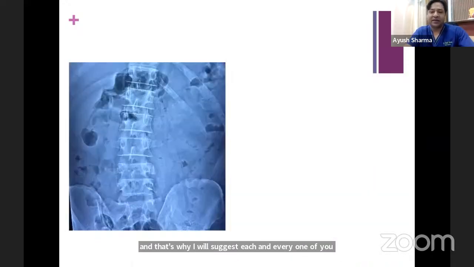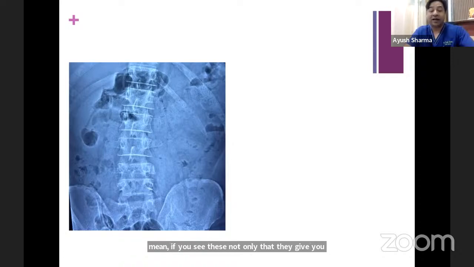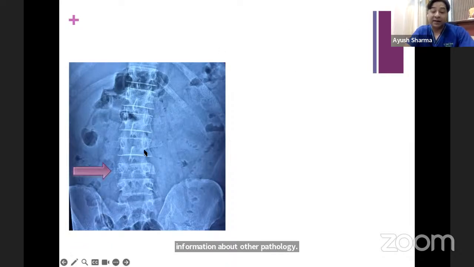Again, these are other things which you can see here. If you look at an X-ray carefully, not only does it give you information about alignment, it also gives you a lot of information about other pathology. You see here, the edges of this pedicle are not clearly visible.